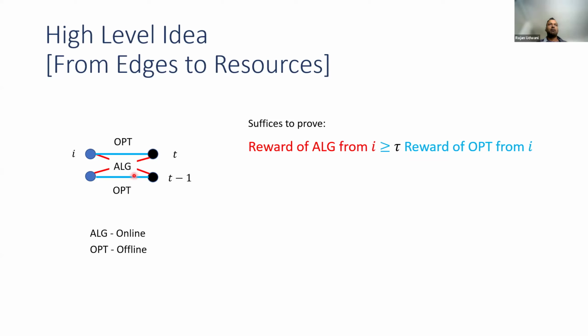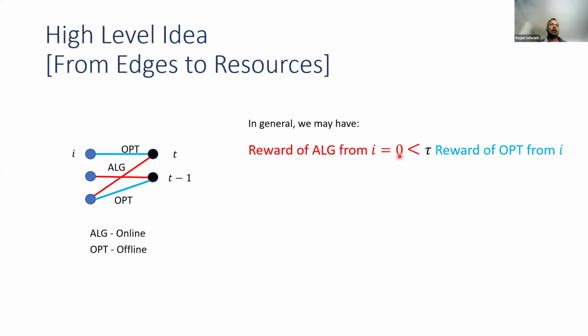And in this kind of an example where alg includes these red edges and opt includes the blue edges, this is true, because both alg and opt match I, so in fact, this tau is 1. However, it's easy to see that this idea is not really going to work. So just imagine that there was one more resource. So alg does not match this resource I to anything, whereas opt chooses to match I to T. So in this case, the reward of alg from I is just 0. This inequality is not true.